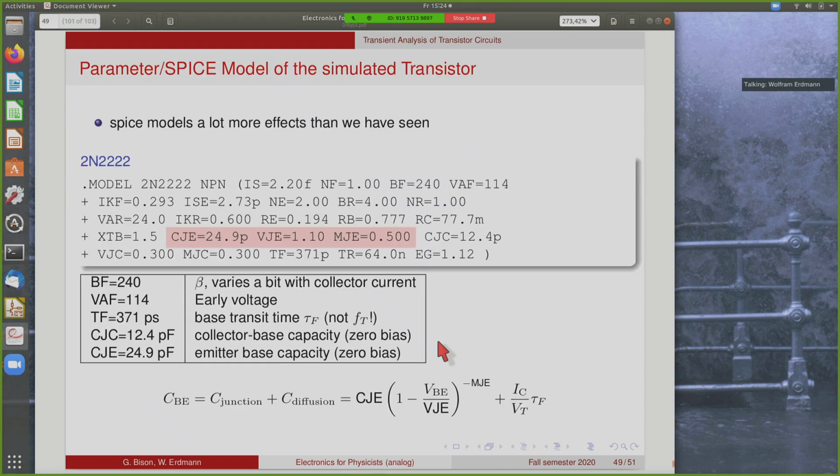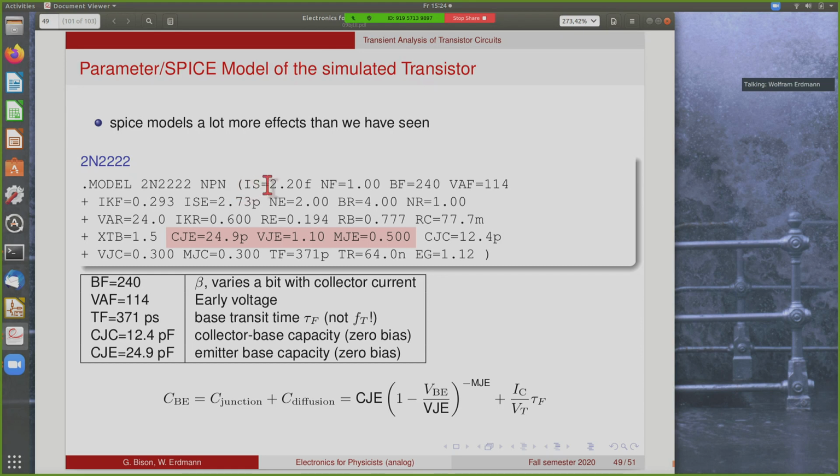Now it's instructive to look at a SPICE model for a transistor here. This is a model card for SPICE for a transistor, the 2N2222, which I think is the same one that is used in the exercises. A very commonly used transistor. So this is a model card.